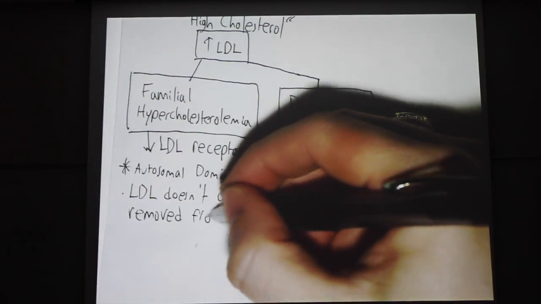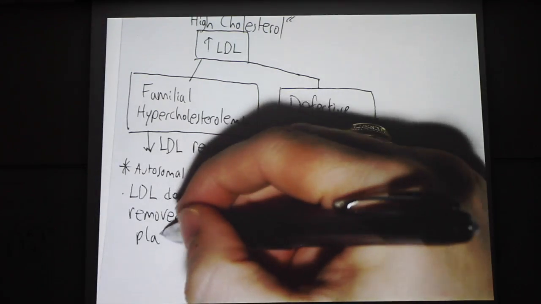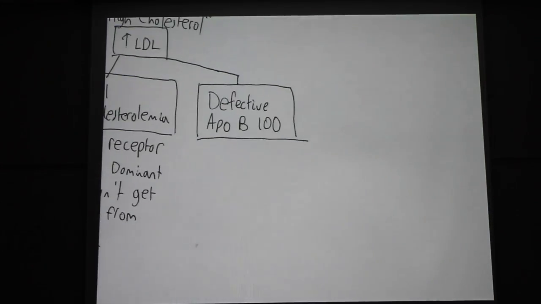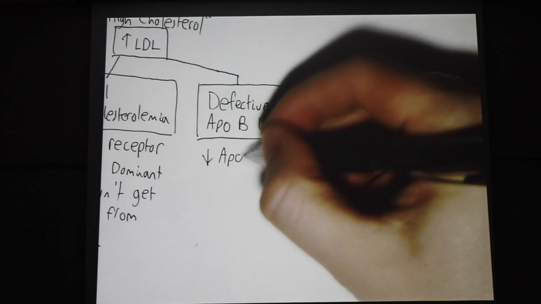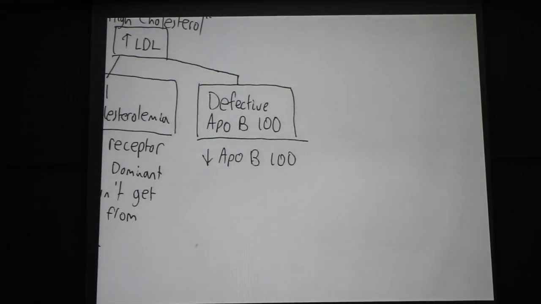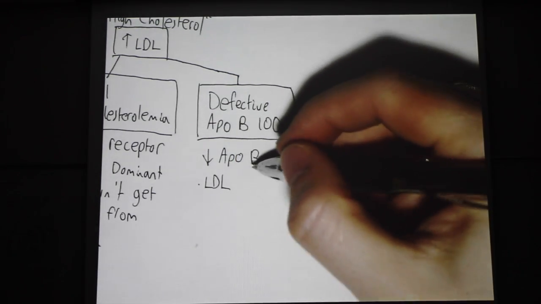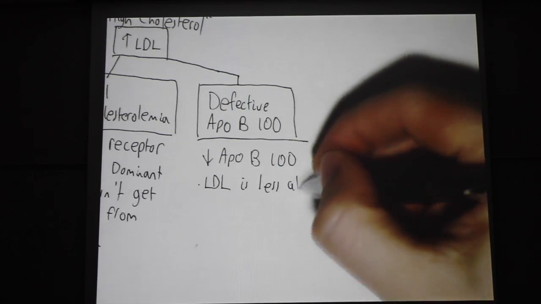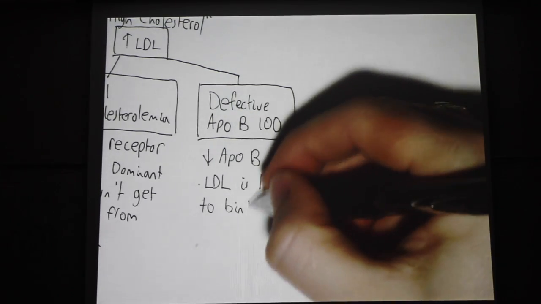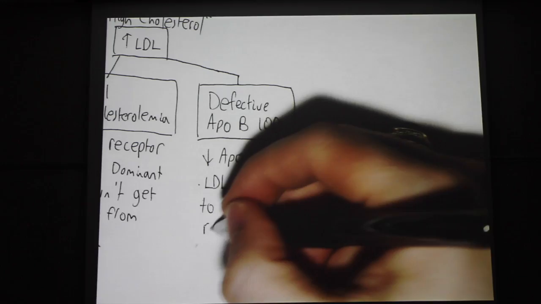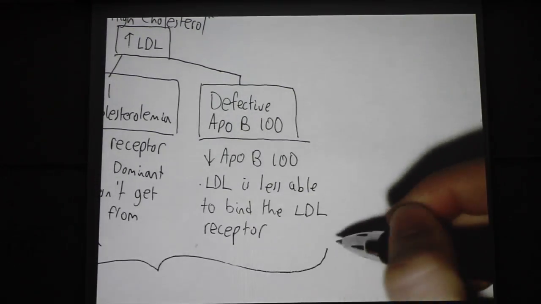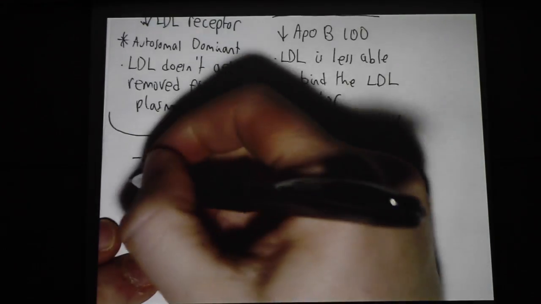Alternatively, we can go over to ApoB100, and in this defect it's quite a different situation, even though it presents similarly. The patients have decreased ApoB100 on their actual LDL particles, so the LDL doesn't get recognized by the receptor, and then it doesn't get taken up. So ultimately the effect is similar, even though the two are mechanistically different.